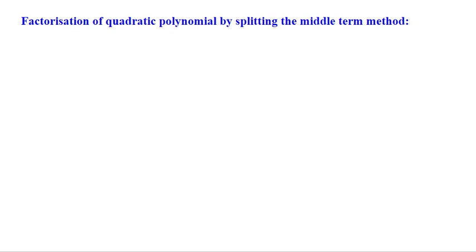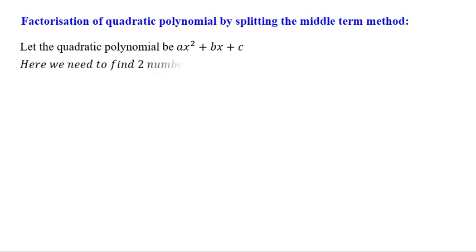Now let us see the factorization of quadratic polynomial by splitting the middle term method. Let us first consider a quadratic polynomial as ax square plus bx plus c. Now here we need to find two numbers, say p and q, whose sum is equal to b, that is this middle term, and whose product is equal to a into c. As we are finding two terms whose sum is equal to b, this method is called splitting the middle term method. We are splitting this middle term b in two parts whose sum is b and whose product is a into c.